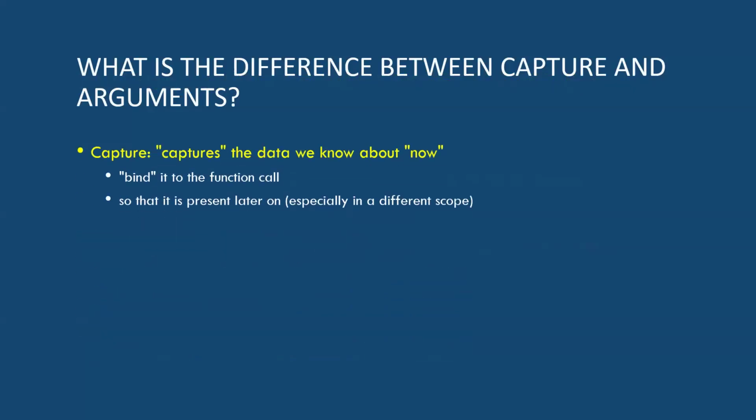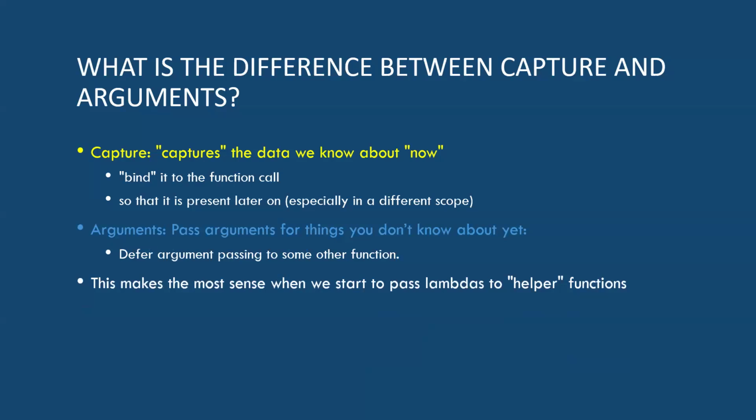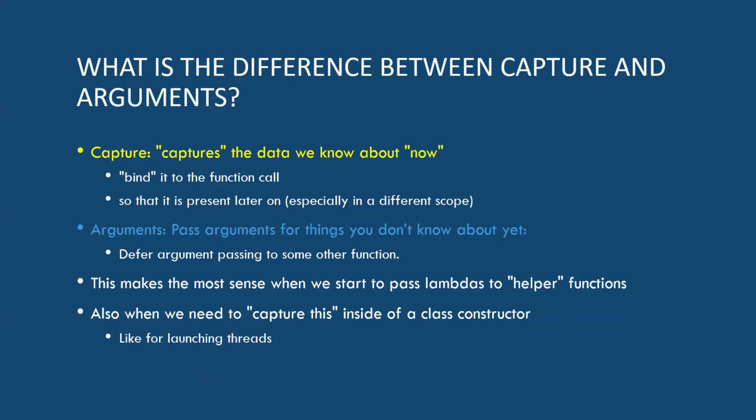So just summarizing, the capture is something we know about when we create the functor in the first place. We bind it to the function permanently. The arguments come later. We don't know what the arguments are going to be right now when we're creating the lambda. So we'll pass those later on. Most of the time we create lambdas for helper functions, and we're going to look at that next. I think we'll have just enough time to look at one or two more examples.